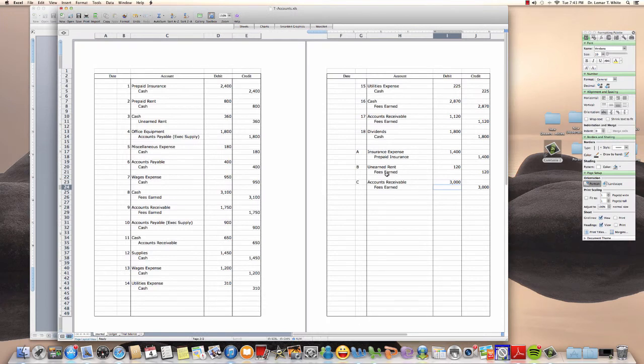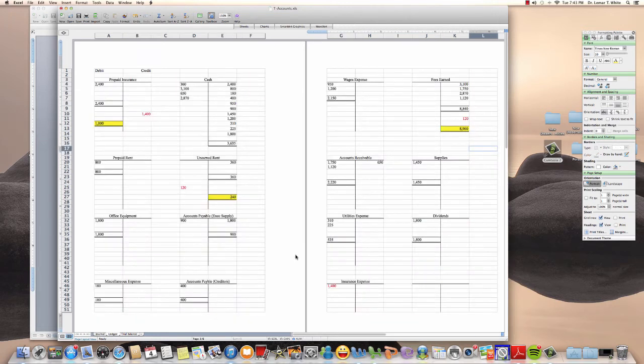And remember, whatever I do in my journal, I'm going to do in my ledger. So in my ledger, I'm going to look for my accounts receivable, which are here. So I look for my accounts receivable, and I do what? I add my $3,000. I make a debit to my $3,000 because I made a debit in my journal.